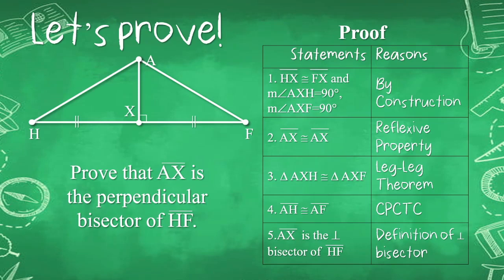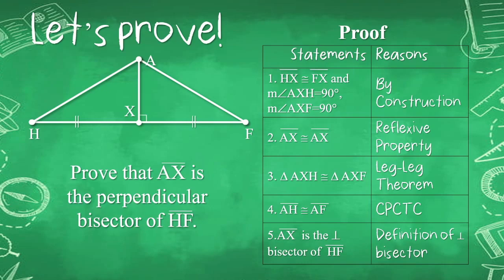Fourth, segment AH is congruent to segment AF by CPCTC, which are also the hypotenuses of the two triangles. Lastly, segment AX can be proven as the perpendicular bisector of segment HF by definition of perpendicular bisector, which involves a point equidistant from the endpoints of a segment.